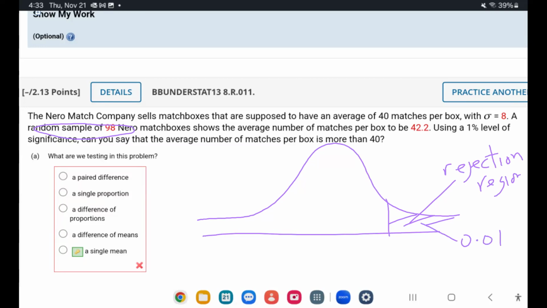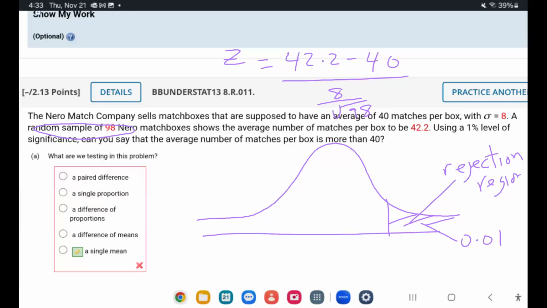Okay. Now, if you have to find the p-value, because some of the problems want the p-value, to find the p-value, again, find your test statistic, which is your z. So we're going to do that. So z equals x bar minus mu, and I showed you this formula in class, so I'm going to do 42.2 minus 40 over our standard deviation, which is 8, divided by the square root of n, which is 98. And then you solve for that.